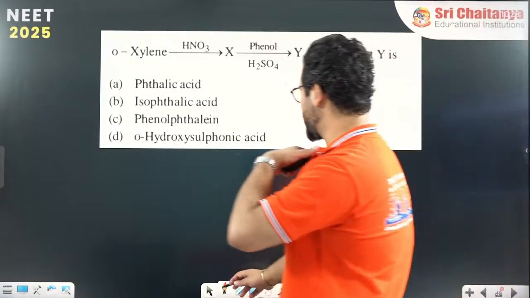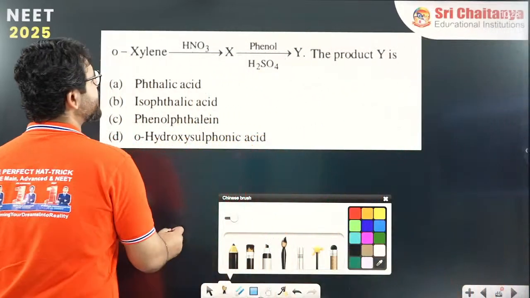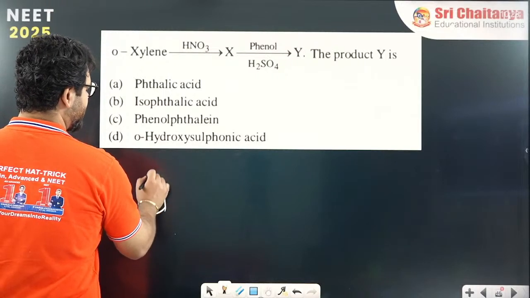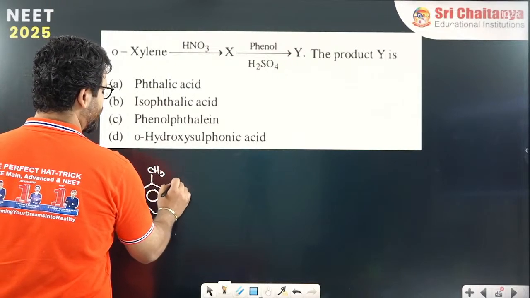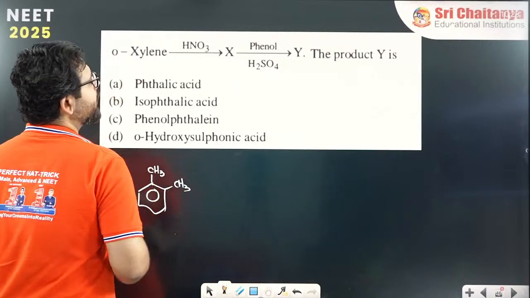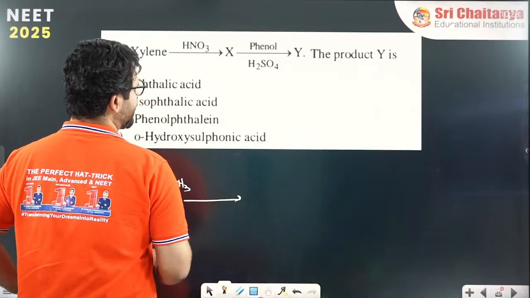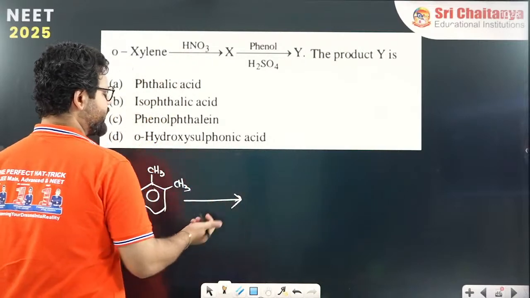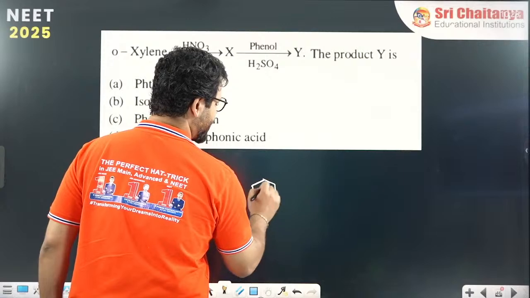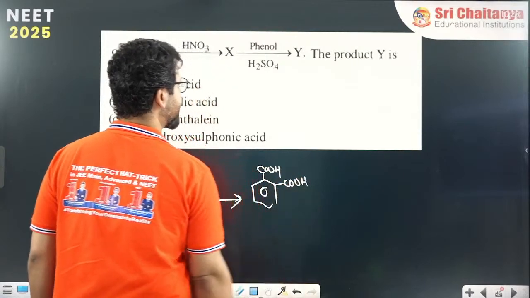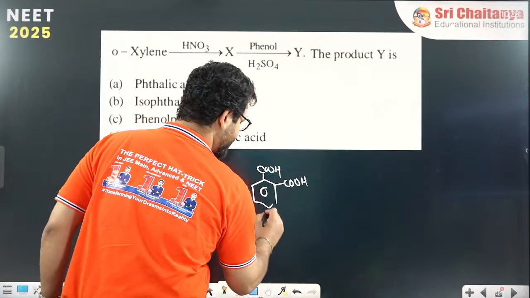Moving to the next one, orthoxylene reacting with HNO3. Orthoxylene. Xylene means what? Two methyl groups, ortho to each other. Reacts with HNO3. It will just do oxidation. The oxidation will produce carboxylic acid. So here also carboxylic acid. Here also carboxylic acid. This is called as phthalic acid.